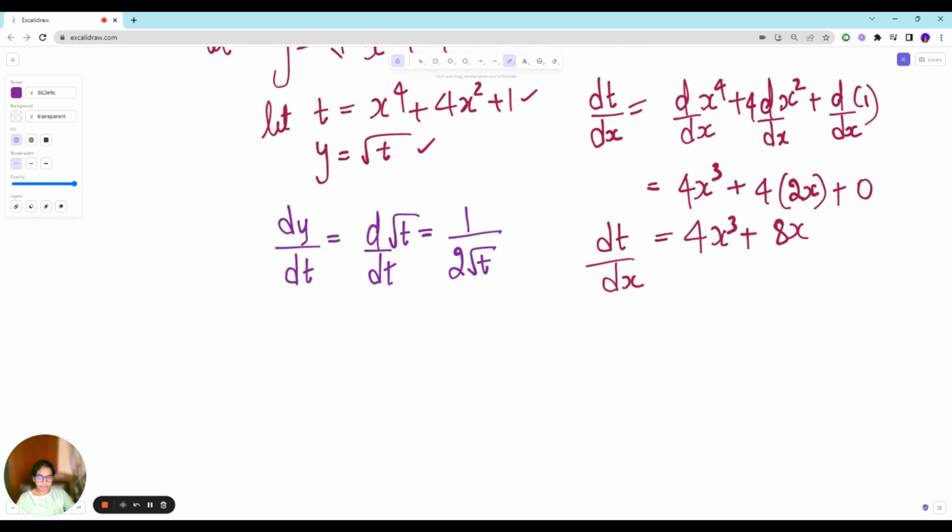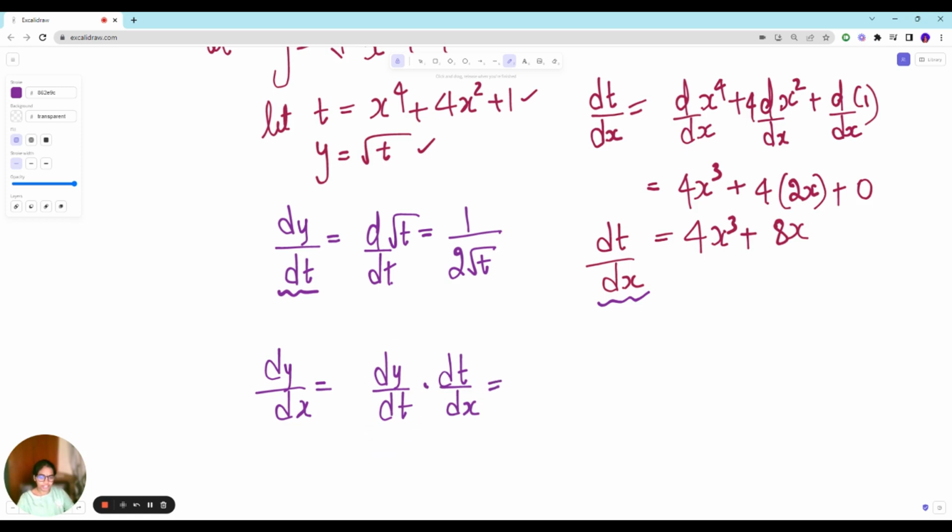Now observe, we have dy by dt and dt by dx. What is our goal? We should find dy by dx. Correct? What if I multiply these two terms? dy by dt into dt by dx. This dt and this dt get cancelled and we would get dy by dx. Agree? So what I'll do? I'll just substitute the values now.